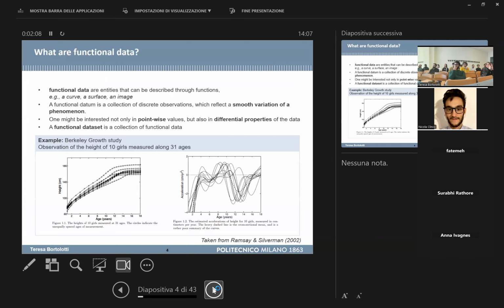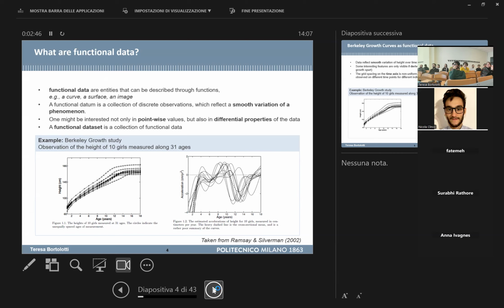Let us first start with what are functional data. Functional data are entities that can be described through functions. They arise when there is a registration of a phenomenon that has a smooth variation and that varies over a certain period, which can be time, which can be space, or whatever. You might be interested not only in the point-wise analysis of these phenomena and these variations, but also in the differential properties. And of course, a functional data set is just a collection of these functional data.